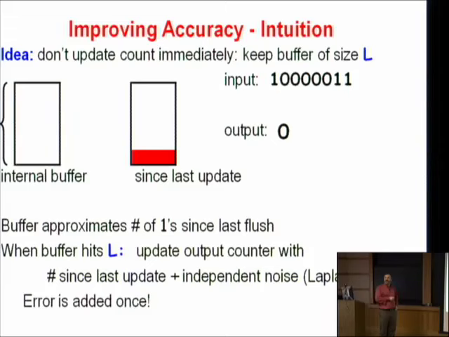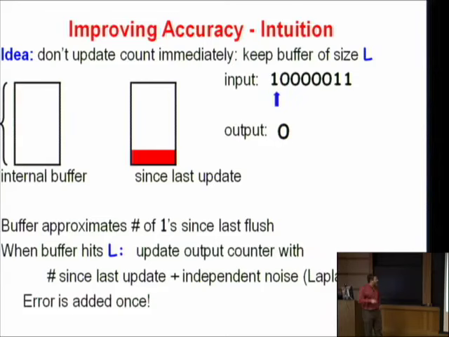So you don't update the count immediately. You keep a buffer of size L, sort of an internal buffer. Here is the output, and here, in red, I'm putting the noise. I start by putting some noise in the output buffer. And now the buffer approximates the number of ones since the last flush.